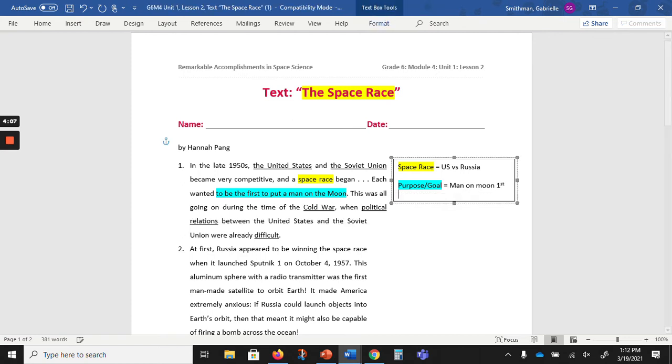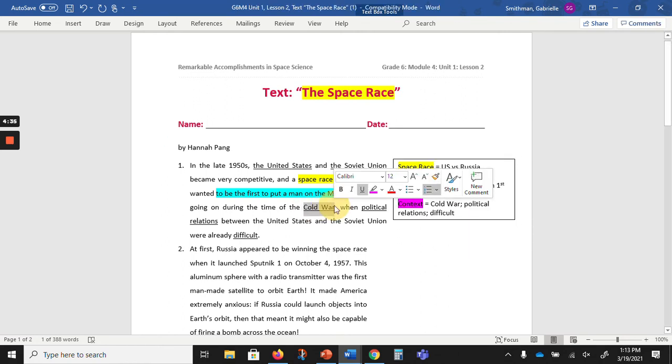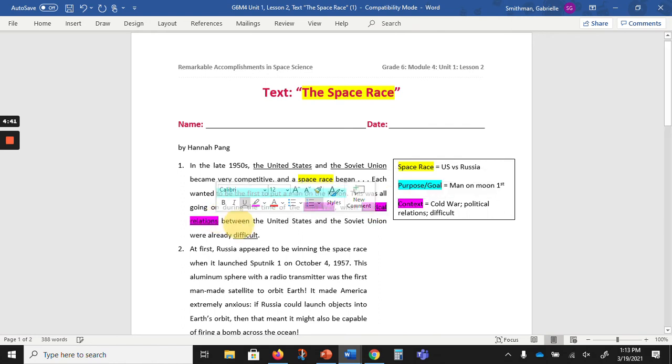And I'm going to write, those are context. And so I'm going to write that in the margins. I'm going to write those words, Cold War, political relations, and I'm going to put difficult. You might also, instead of underlining, choose to highlight these a different color. Remember that there's really no right or wrong way to annotate your text as long as you are keeping in mind the reason for why you are annotating.